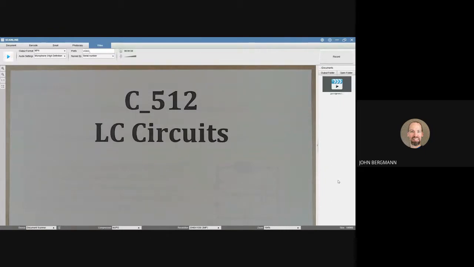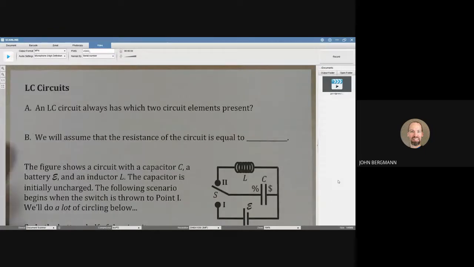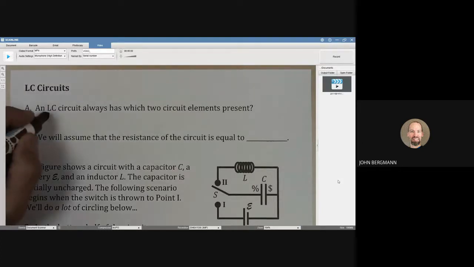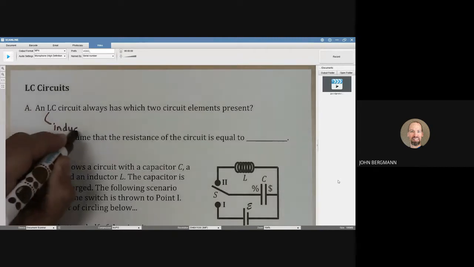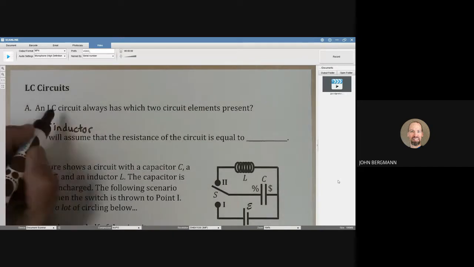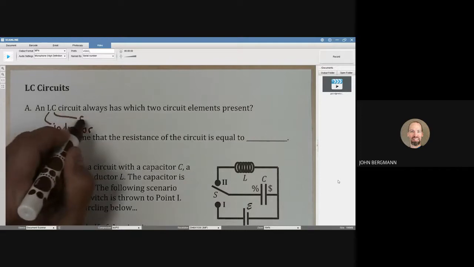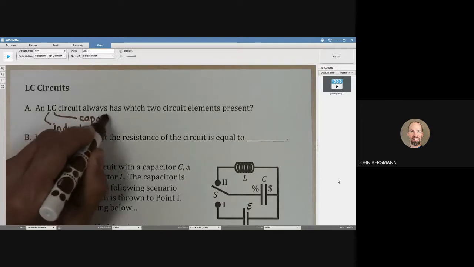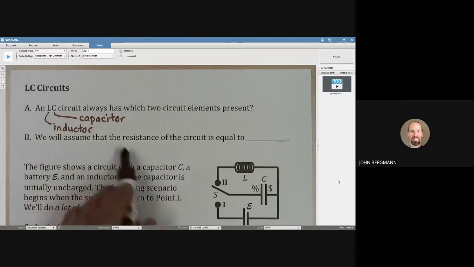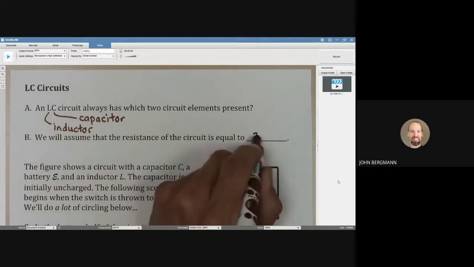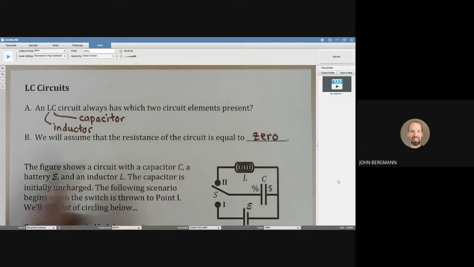LC circuits. An LC circuit always has which two circuit elements present? Well, the L indicates that we have an inductor, and the C indicates that we have a capacitor. So that's an LC circuit. We're going to assume that the resistance of our circuits is 0. That'll keep things relatively easy.